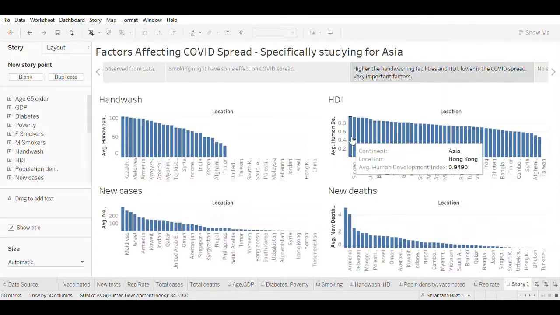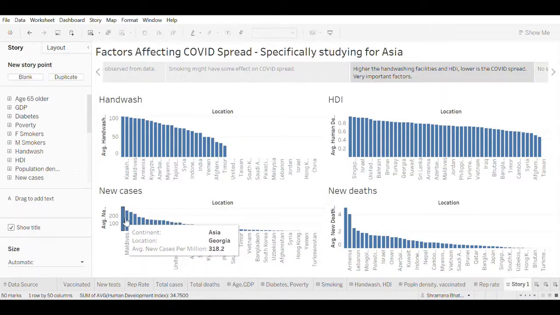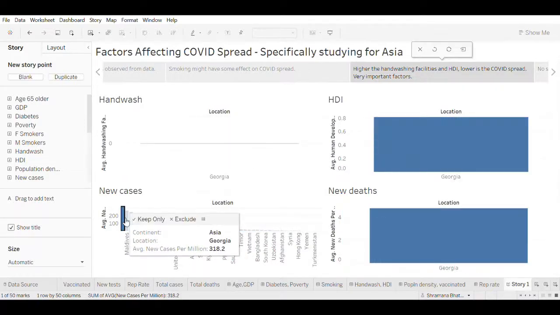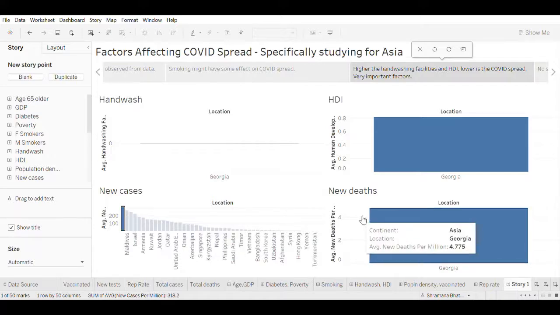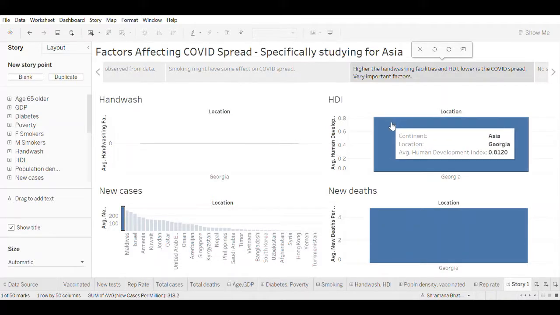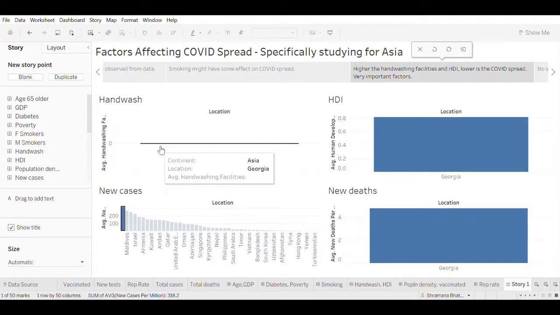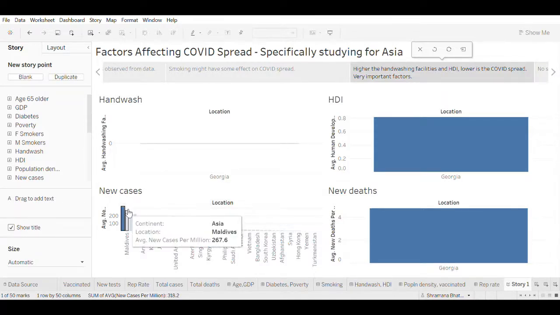Let's just check for Georgia now. Okay, Georgia has no information on hand washing facility. It has got the highest number of new reported cases and the highest deaths, with human development index though on the higher side, but hand washing facility, you can see there is either no data or maybe almost negligible hand washing facility, which is quite alarming for Georgia. We can see, let's check for Maldives.